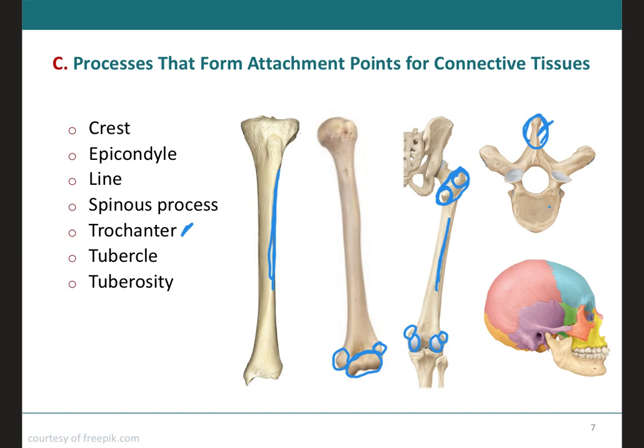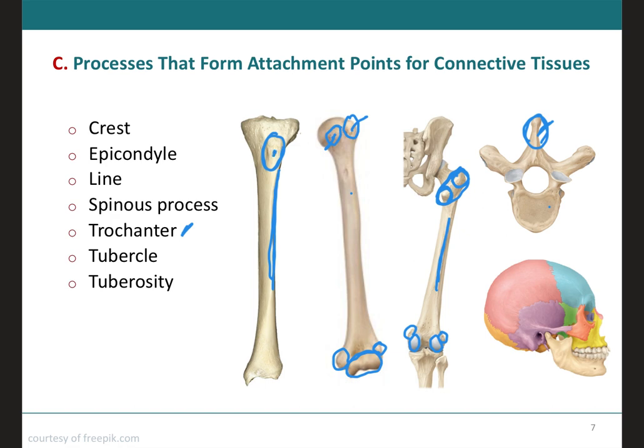A tubercle, we can see one right over here, and we can see another one right over there. This is the greater tubercle of the humerus, and this is the lesser tubercle of the humerus. They're variable in size, but they will be these rounded projections. A tuberosity, which is this portion right over here of the tibia that sticks out, is also variable in size, but it's a little bit more rough and bumpy when compared to the tubercle of the humerus.